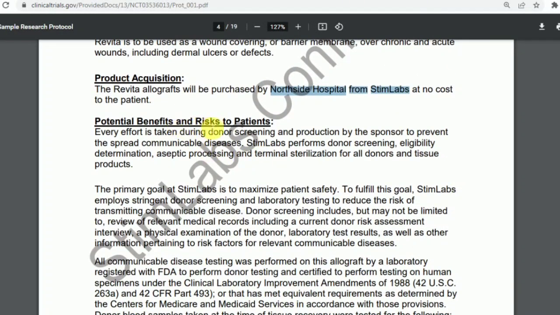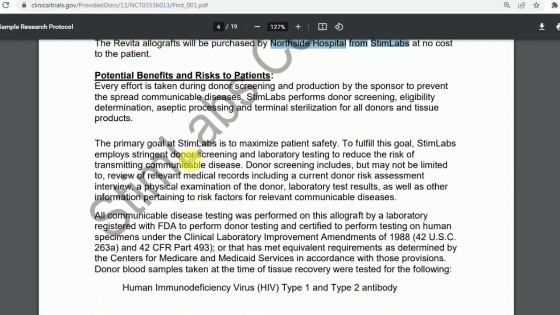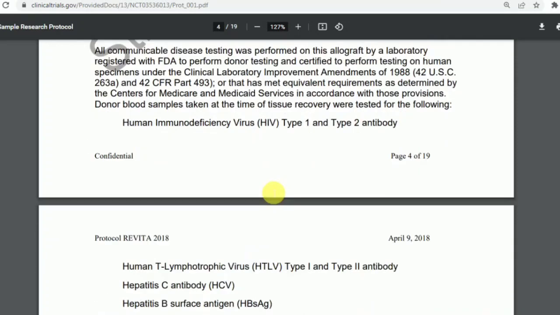Potential benefit and risks to the patient. Here the scientists or writers who have prepared the protocol will mention the benefit of Revita and the risk of taking Revita, and all the aspects will be mentioned in this section.